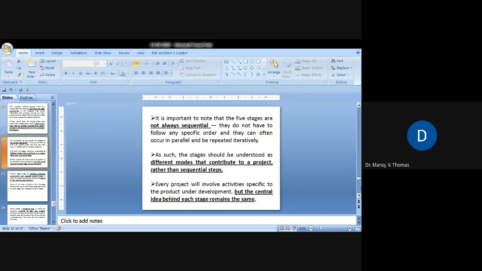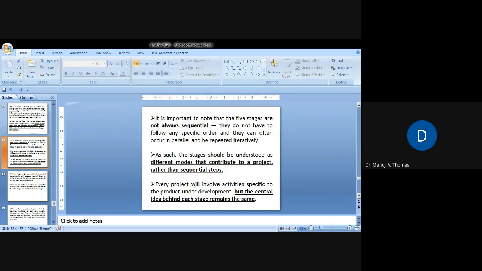So it's important to note that these 5 stages are not always sequential; they are different modes that contribute to a project rather than sequential steps. But the central idea behind each stage remains the same. Every project will involve activities specific to the product. Say, for example, in software development or nowadays, coronavirus and its vaccines are under development. So this vaccine is also a design. So it will also go through different stages: empathize, define, ideate, prototype and testing.